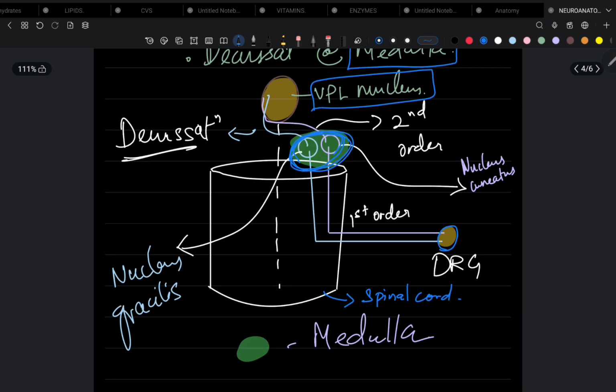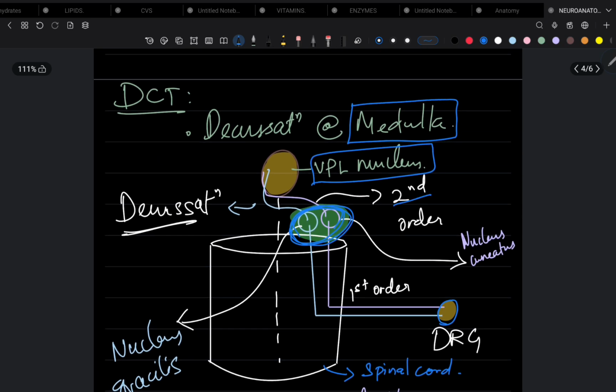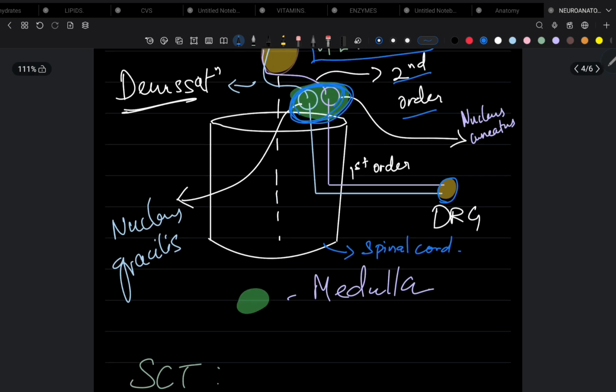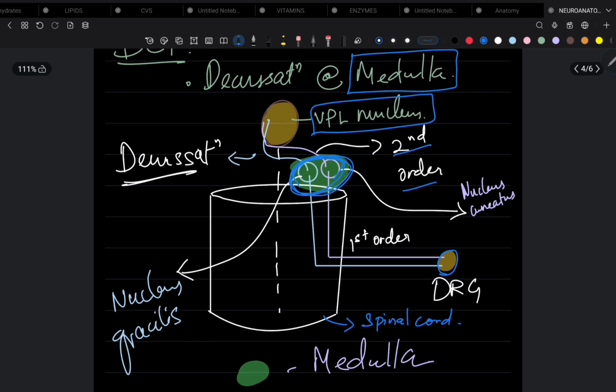And in both these pathways, second order neurons are the ones which decussate. The only difference is the location. When the decussation occurs at the level of spinal cord itself, that is spinothalamic tract, and when the decussation occurs at the level of medulla, it is dorsal column tract. And there are two important nuclei we have to know in the dorsal column tract. One is nucleus gracilis and another one is nucleus cuneatus.